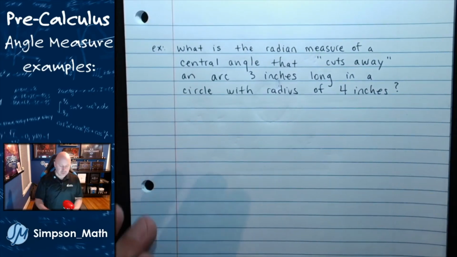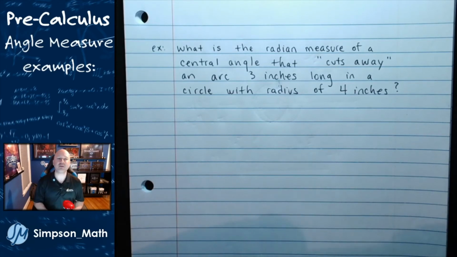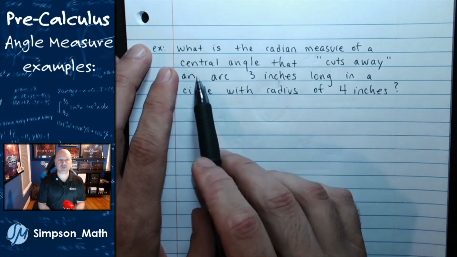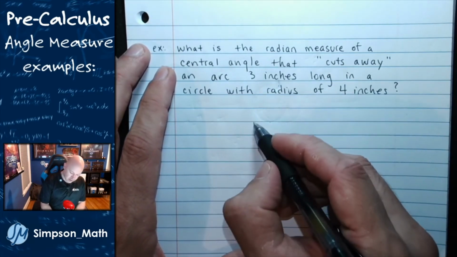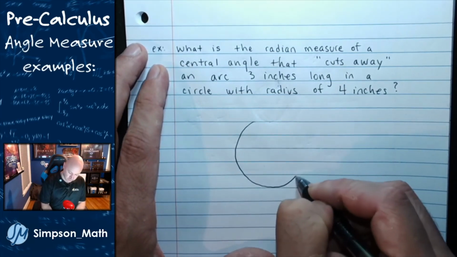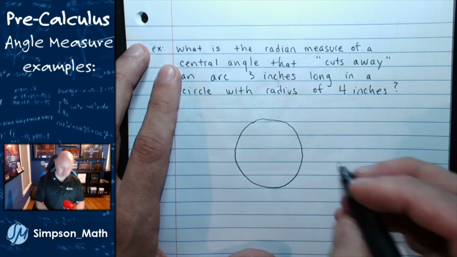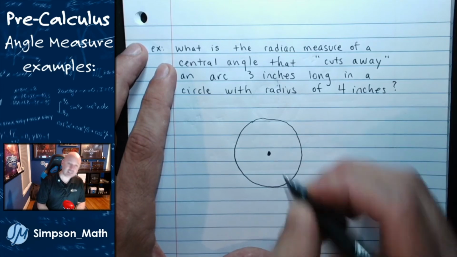One more. What is the radian measure of a central angle that cuts away an arc 3 inches long in a circle with radius of 4 inches? Okay, that's a lot to handle, but we're talking about a central angle, so I'm going to draw a circle. Remember, a central angle is just an angle with its vertex at the center of a circle.